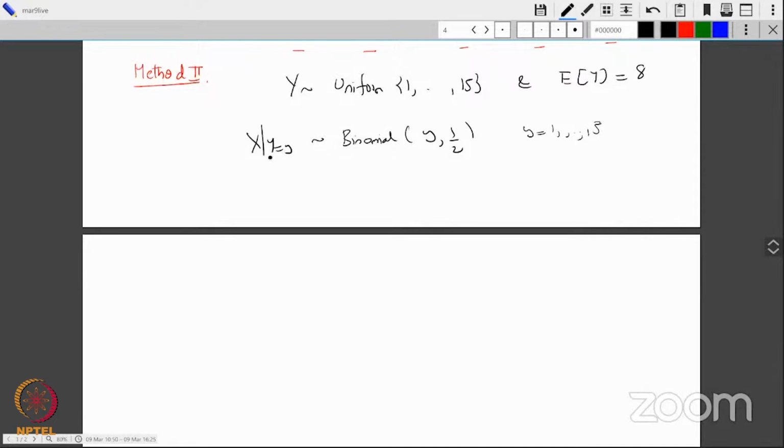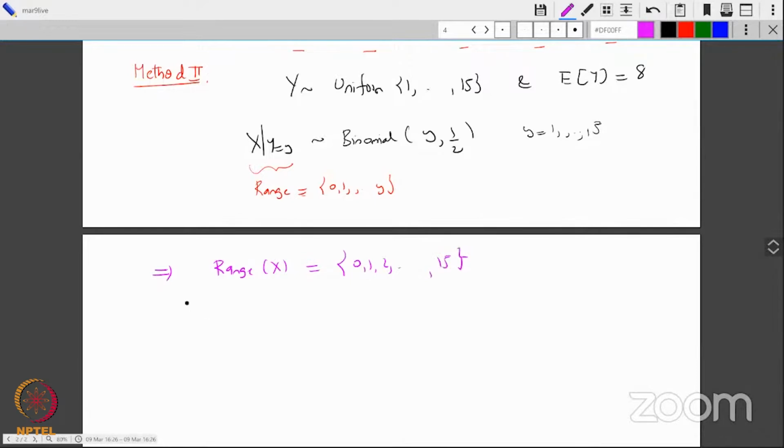If x given y equal to y is binomial(y, 1/2), then x given y equal to y can take values 0, 1, up to little y. Now, y ranges from 1 to 15, so both of these would imply that the range of x is 0, 1, up to 15. Very good.